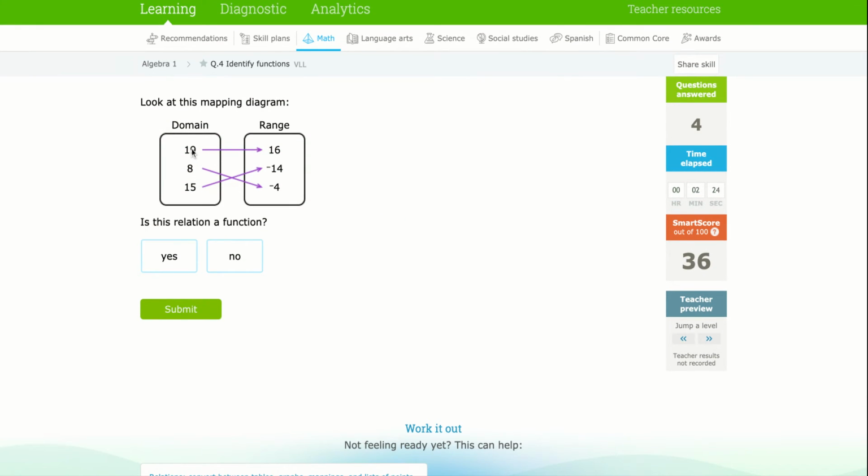Again, I'm going to look at the arrows, make sure there's only one line or arrow leading away from each input, each domain, and there is. So that's a function.